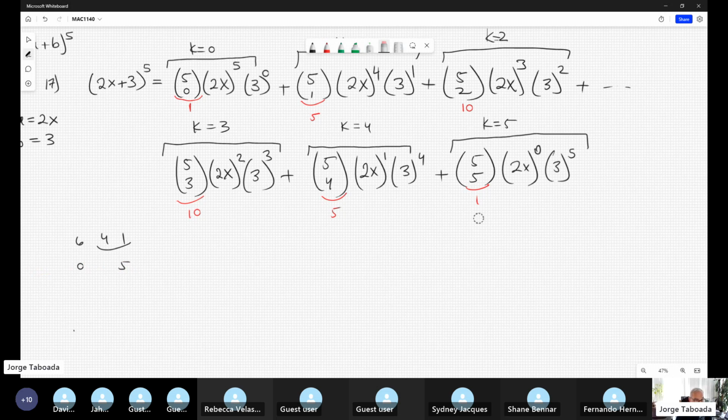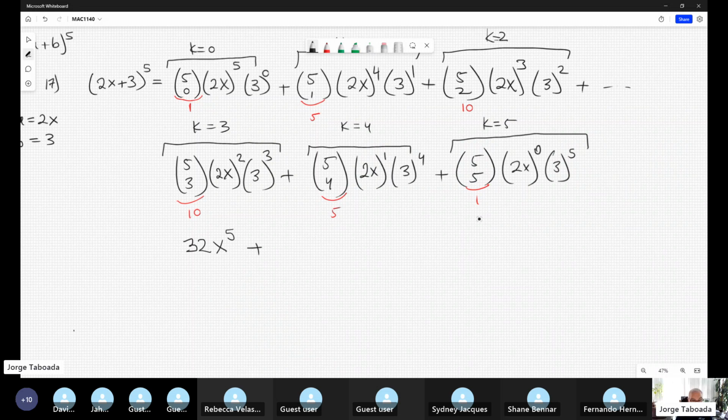Okay, this is the thing. This is 1, and 1 is invisible. And this is 2 to the 5th power, which is 32, x to the 5th power. And 3 to the 0 is 1. Cool. This is my first element: 32x to the 5th power.